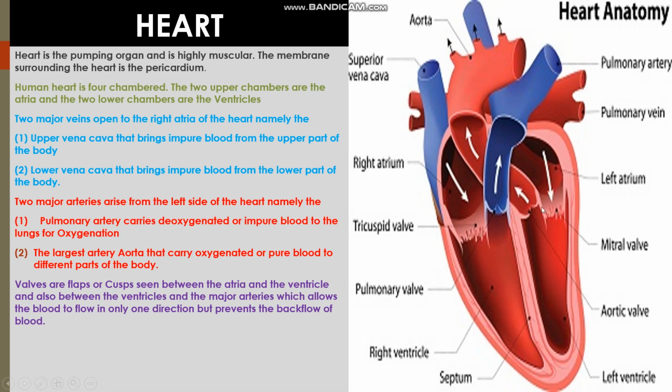You can see valves between the atria and the ventricle. Now what are valves? These are structures that allow blood to flow in only one direction but prevents the backflow of the blood. And in between the right atria and the right ventricle, tricuspid valves are seen, and between the left atria and the left ventricle, bicuspid valves. They are called as bicuspid valve because these valves have only two cusps, whereas tricuspid valve has three cusps.